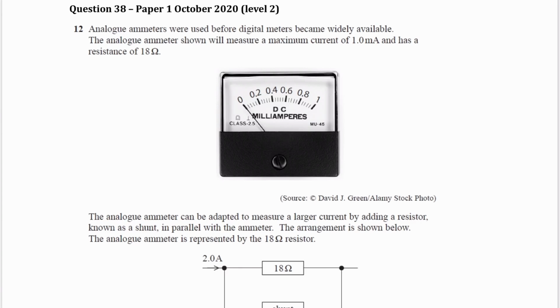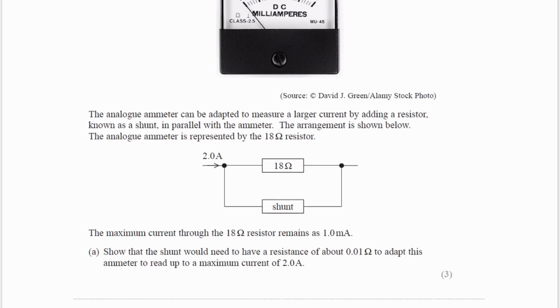Right, so we have an analog ammeter. We're told that it measures a maximum current of 1 milliamp, and it has a resistance of 18 ohms. And this is the circuit that represents our ammeter.